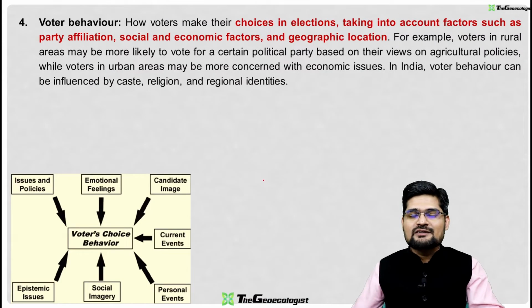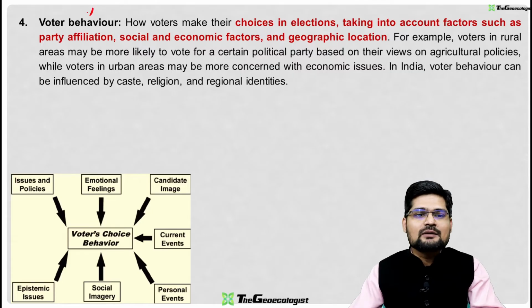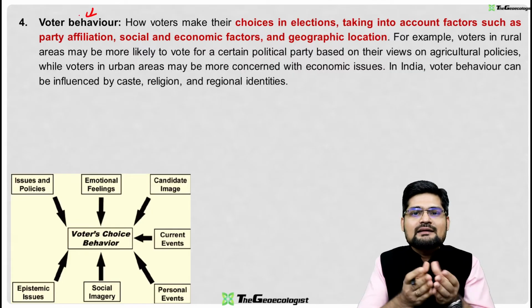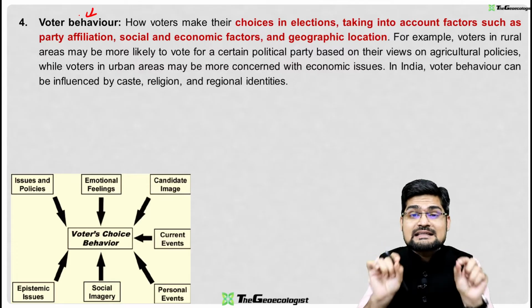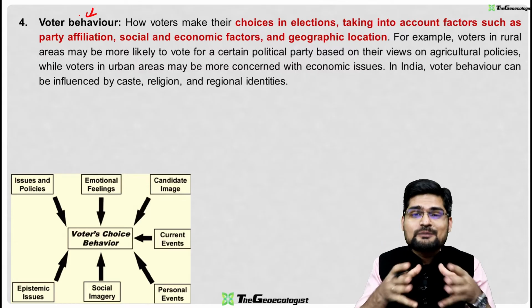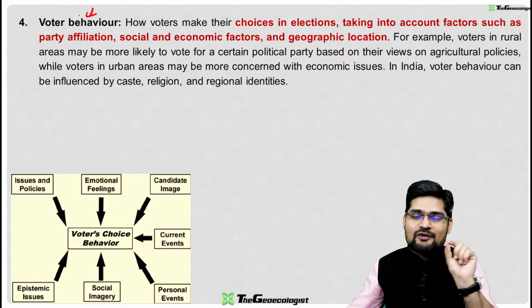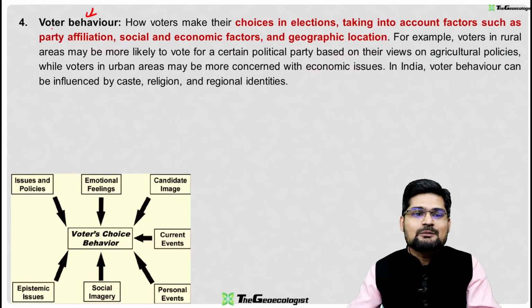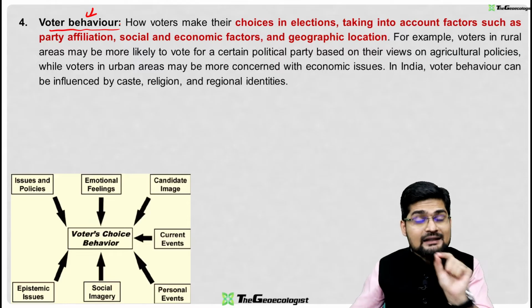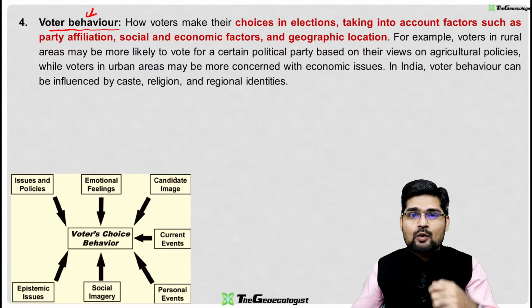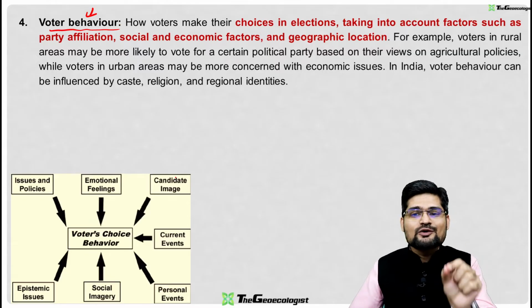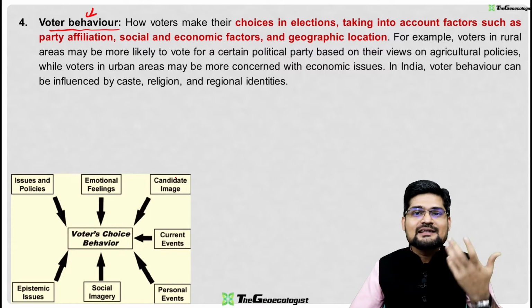Then if you observe, the most important part of electoral politics and electoral geography is voting behavior, voters' behavior and their spatial patterns. Now this is the main concern of all political parties across the country. If you observe, from regional to national parties, they keep talking about voter behavior and the factors influencing it. So what is your choice in election? Whom are you going to finally vote for? And what are the factors that you take into account?